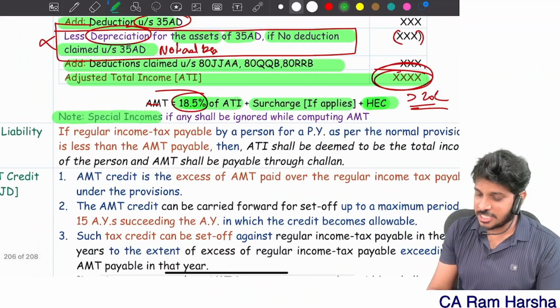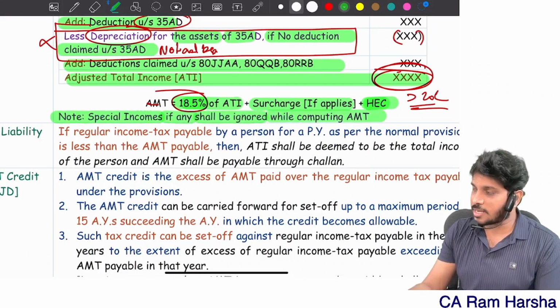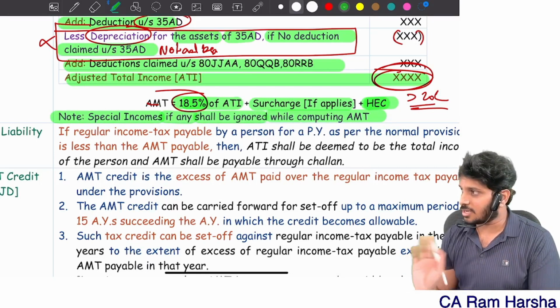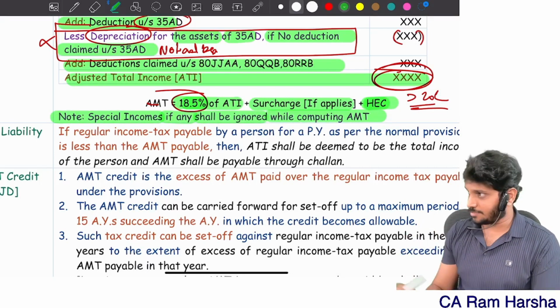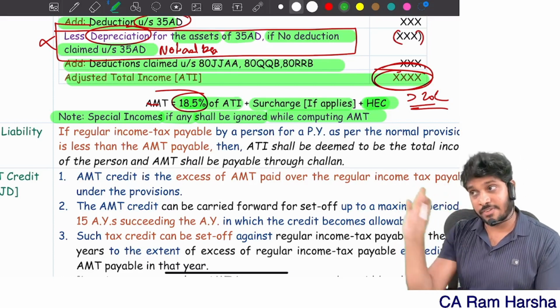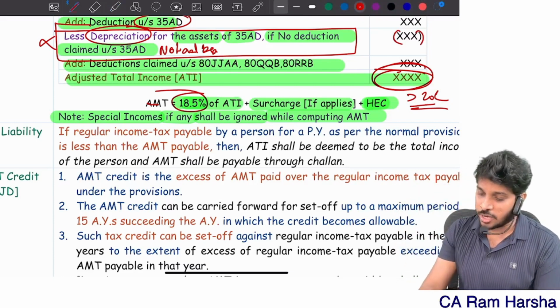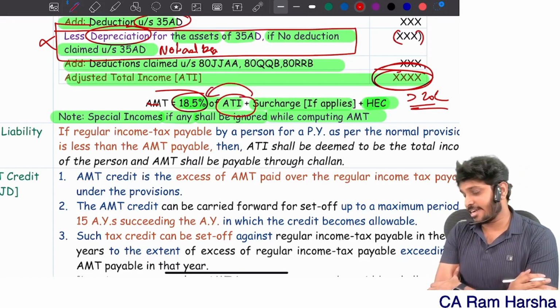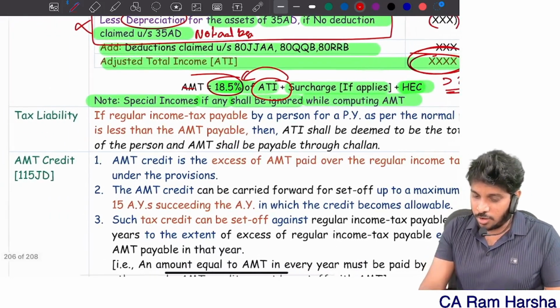Then special incomes, if any, shall be ignored while computing AMT. When you are computing AMT, special incomes always ignore. Ignore means what? It's not reducing. Don't keep them in mind. Sir, for them separate tax rate. No, ignore. Entire adjusted total income is taxable at what rate? Straight away 18.5%. Correct?